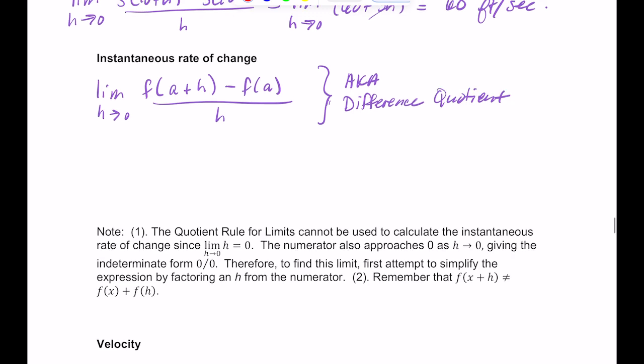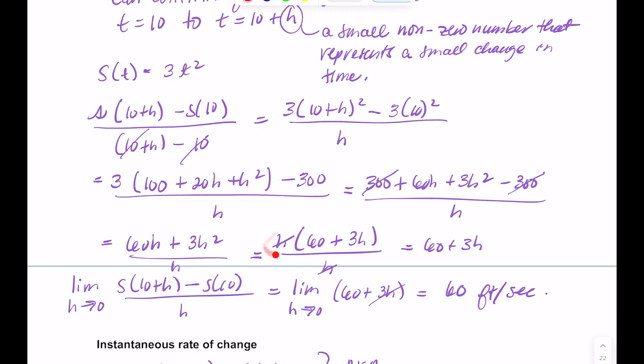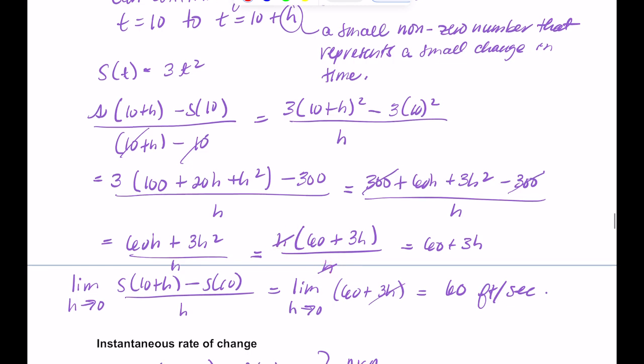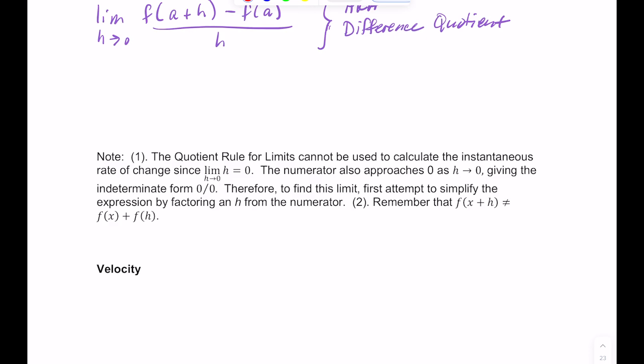To find this limit, you want to first try to simplify the expression by factoring an h from the numerator, which is what we did right here. So the h's would disappear. Otherwise, you'd get 0 in the denominator and the numerator, which would be a problem because it would be indeterminate. And please also note that f of x plus h is not the same thing as f of x plus f of h.